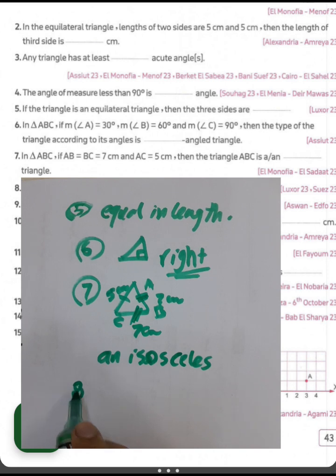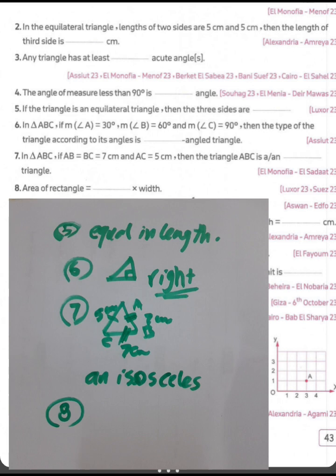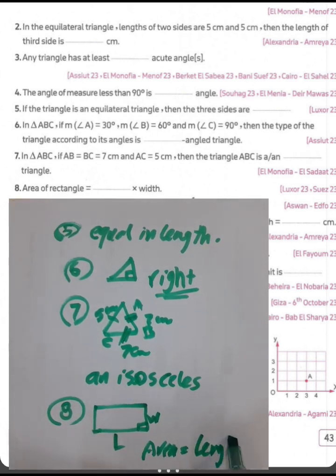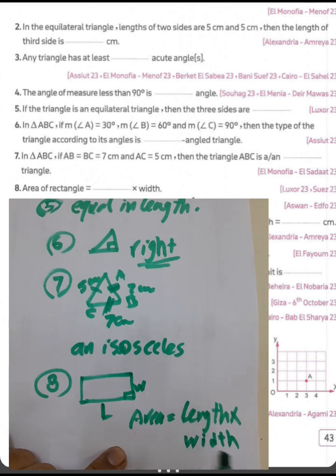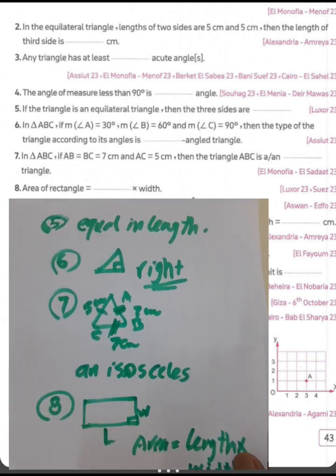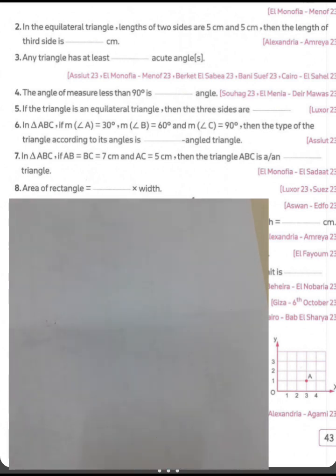Question 8. Area of rectangle equals length times width. If we have a rectangle, we call its sides length and width. Then the area will be equal to length times width. We can write length product by width. It's the area of what? Of a rectangle. Write here length in the space. Question number 9.